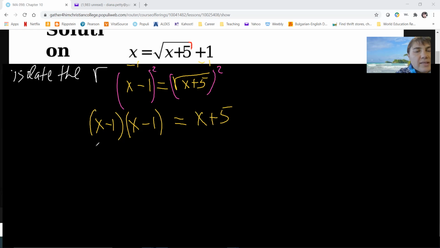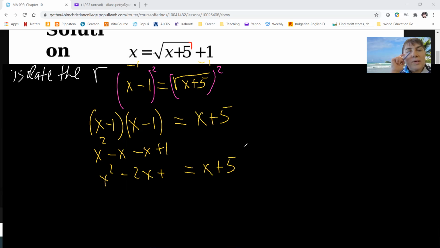So what happened is x squared, I'll just do it the long way, minus x plus 1, all right? And distribute. So then you got x squared minus 2x plus 1 equals x plus 5. So before we continue, here is the formula, which I never told you.